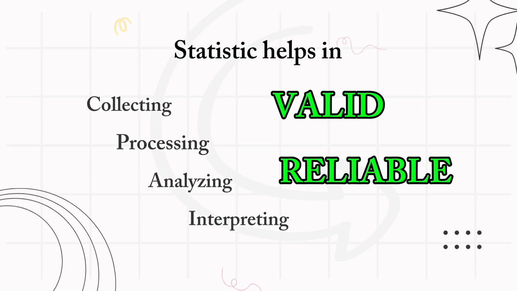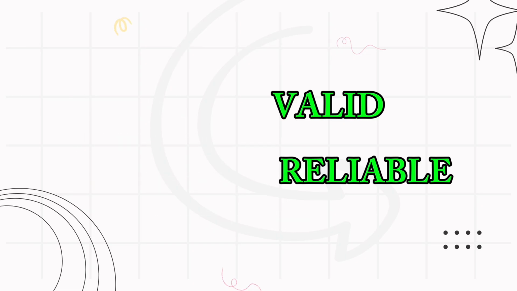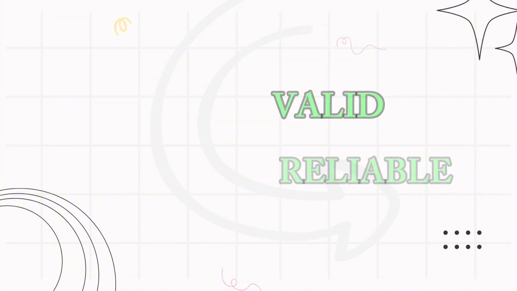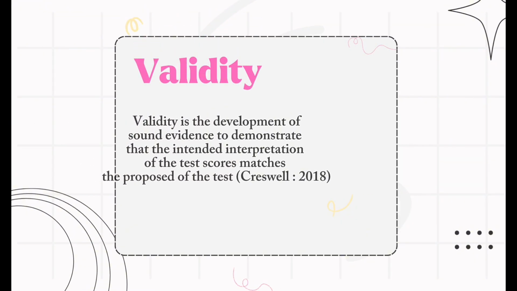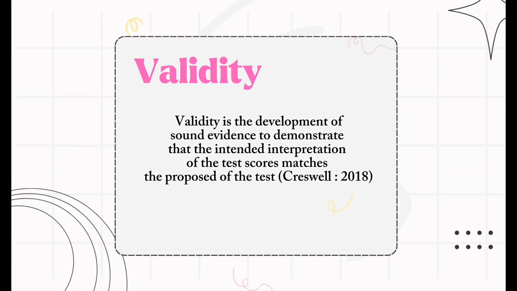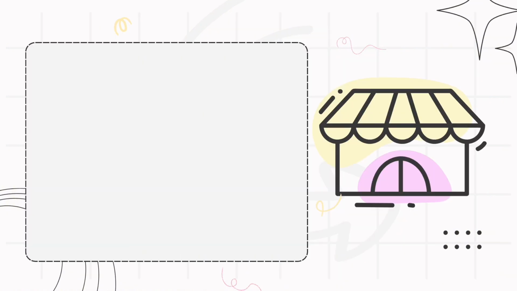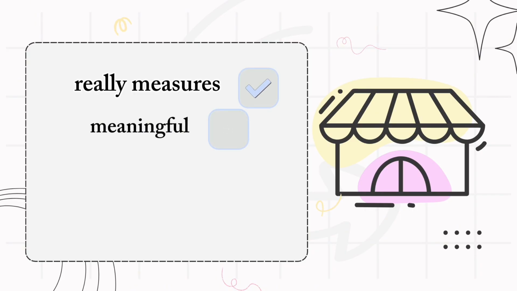But hold on, what does it mean by valid and reliable? Okay, let's talk about that. Validity is the development of sound evidence to demonstrate that the intended interpretation of the test scores matches the purpose of the test, according to Creswell 2018. It means that validity is about whether a method measures what it's supposed to measure. And it has to answer the question, is it meaningful as a measurement? Validity ensures that the results of a study or assessment are trustworthy and accurate.